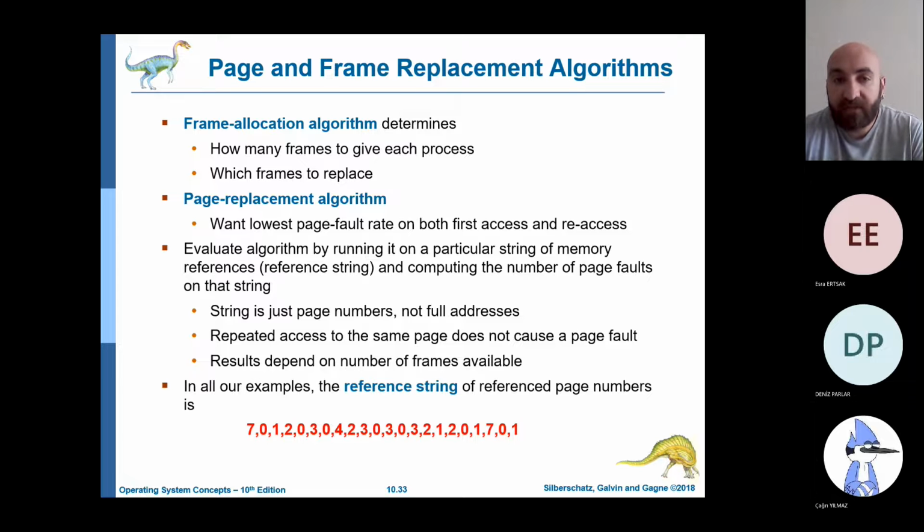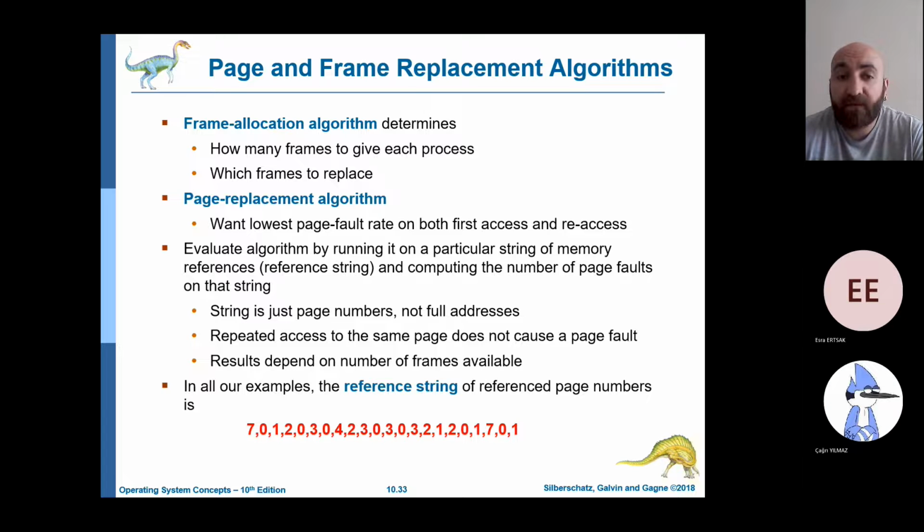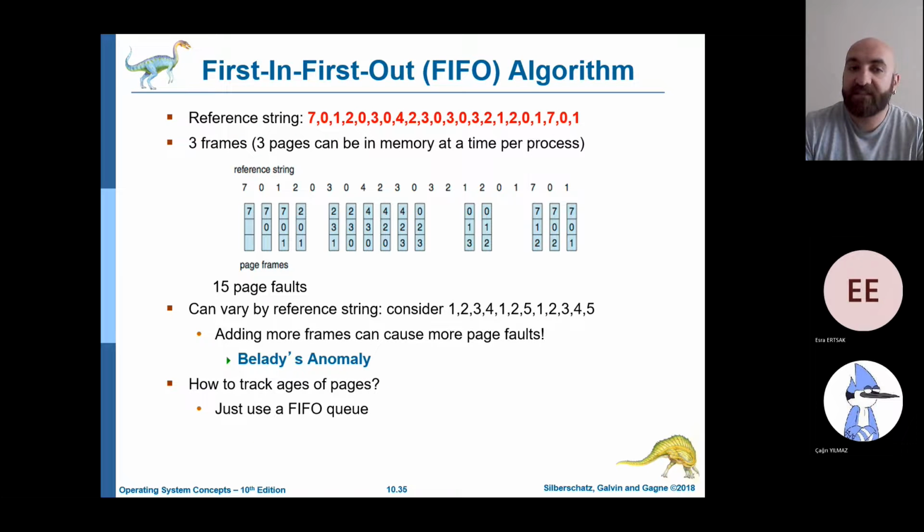So we're going to illustrate several page replacement algorithms. In doing so, we use this reference string, 7, 0, 1, 2, 0, 3, and going on. We are going to use this reference string to test our page replacement algorithms. And also, we are going to assume that we have 3 frames in our memory. So let's start with the first in, first out algorithm.